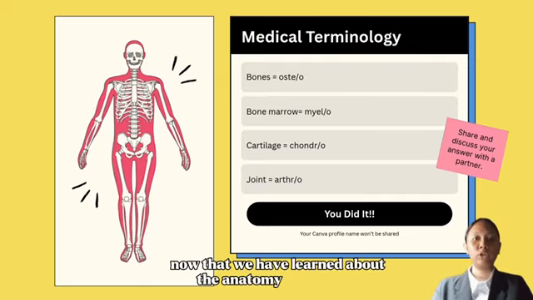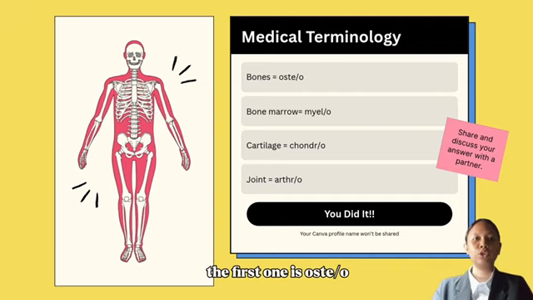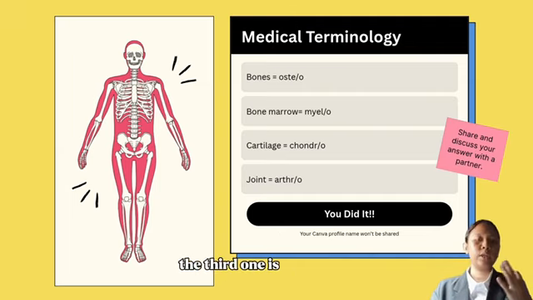Now that we have learned about the anatomy of the bone, let us learn a few terminologies that you might encounter in the system. The first one is osteo, the second one is myelo, the third one is chondro, and the fourth one is arthro.